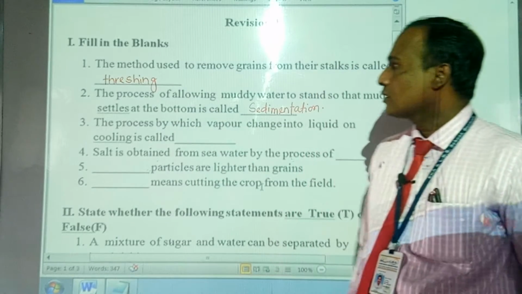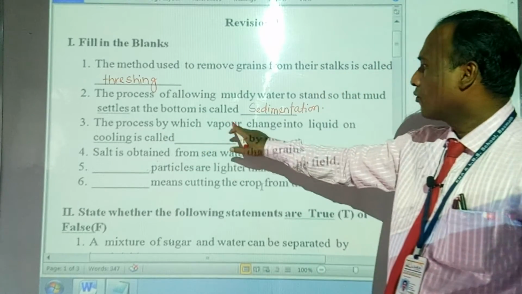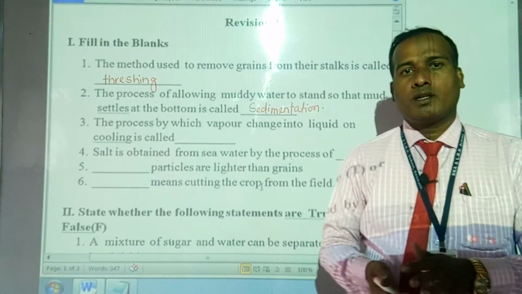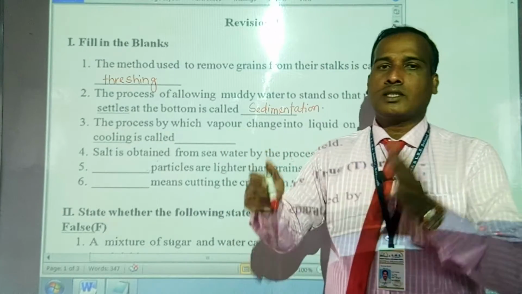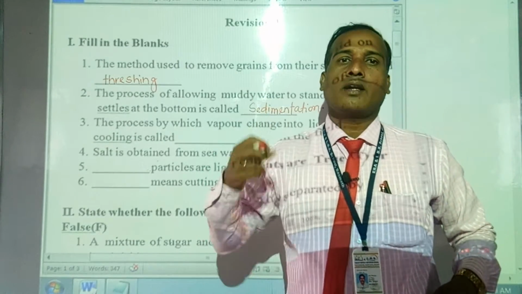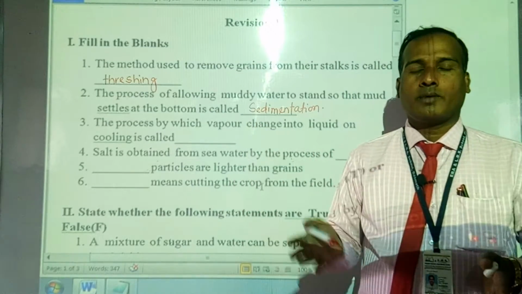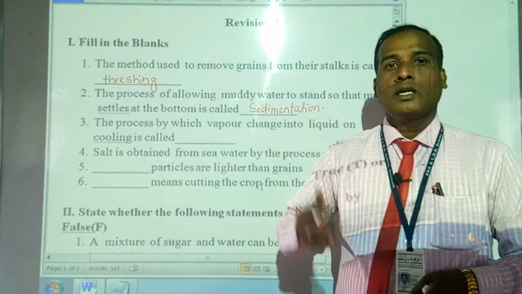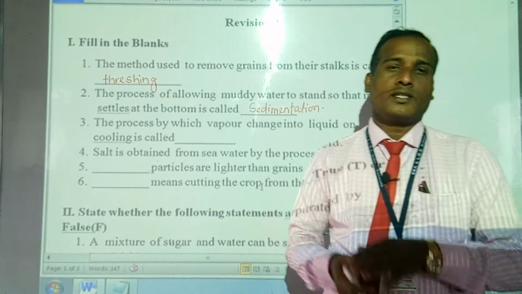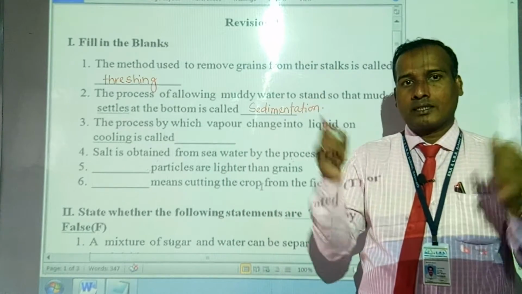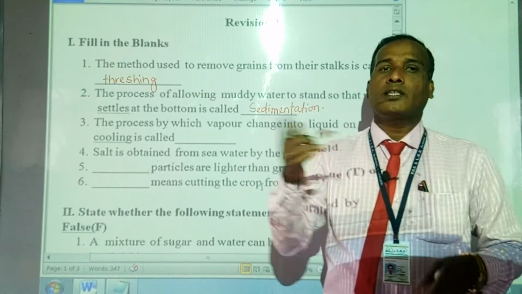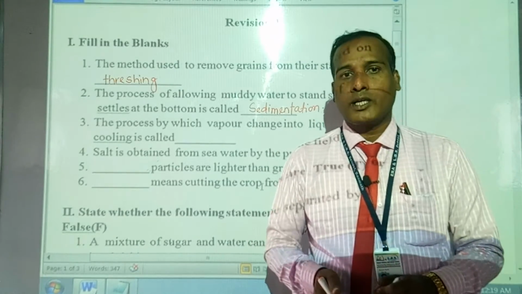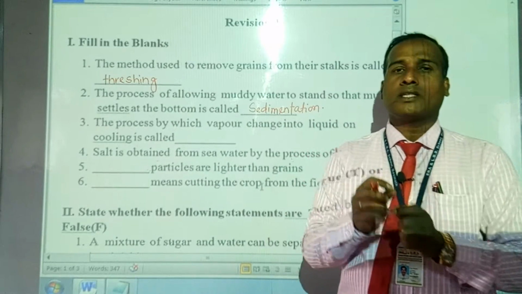Third one: the process by which vapor changes into liquid on cooling is called dash. You know, how does rain come? In summer or in heavy sunlight, sea water, river or pond water evaporates by the sunlight. Then it goes up into the space, and whenever it gets condensation, that means whenever it gets cooled, it comes back as rain. So this is one of the processes by which it comes back in liquid form, by cooling only.